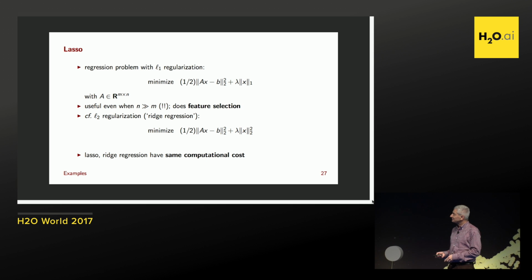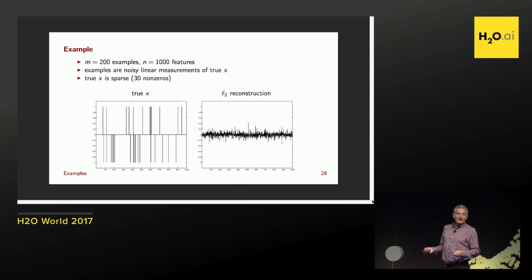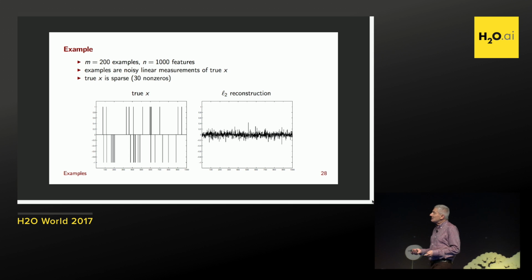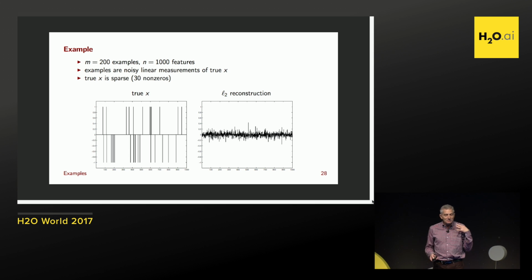Okay, so we're going to do a quick example. Here's a case where I have 1,000 features and 200 examples. That means you are at 1/5 of the minimum number of measurements I could give you for you to say something sensible about the parameters.